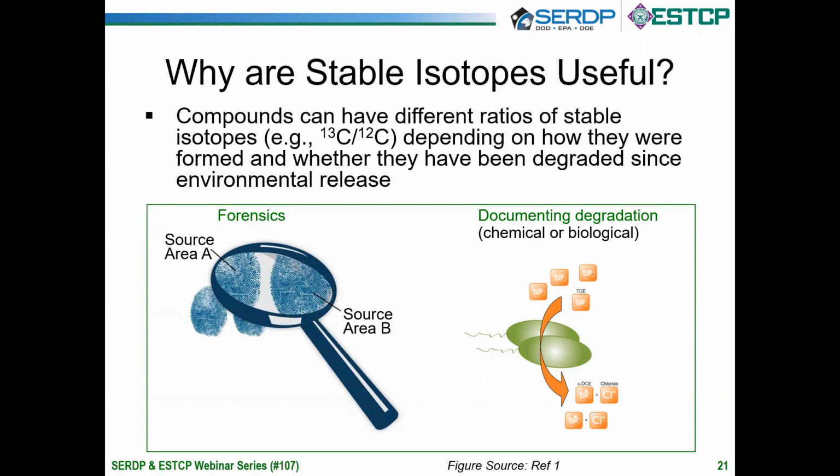Secondly, you can document degradation very frequently by looking at isotopic shifts. So there are predictable shifts in isotopes as bacteria degrade specific contaminants, or as they degrade abiotically. So this is a means where you can go in the field and document that something's degrading, it's not being diluted, it's not volatilizing away. So you can see there are two important aspects of stable isotope analysis.